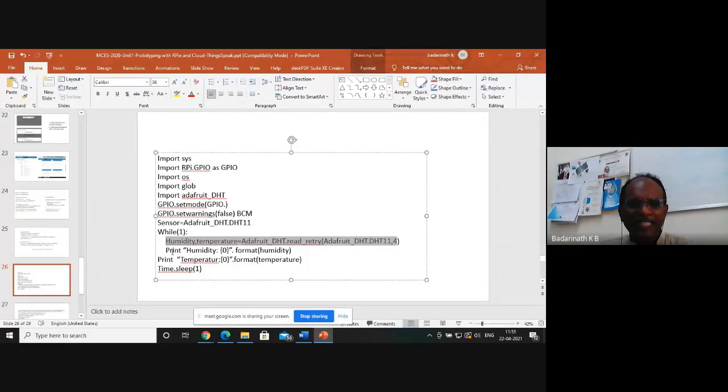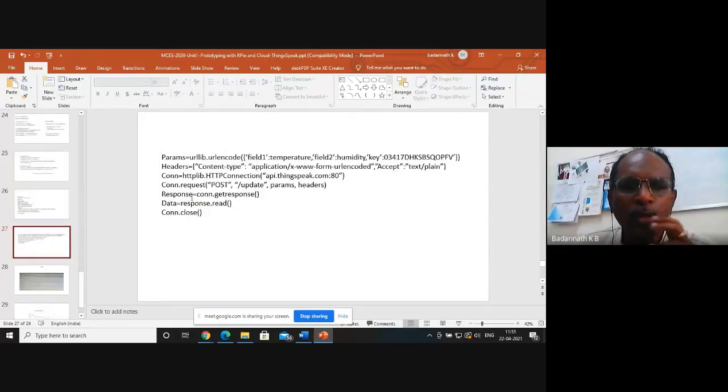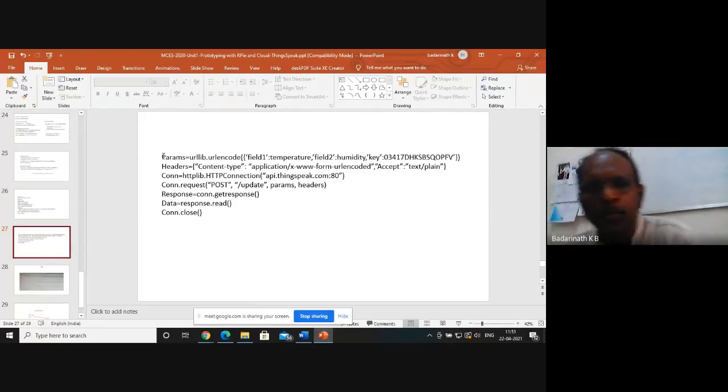Once you print it on the serial monitor of your Python terminal, see that the humidity and temperature match what is there in your surroundings. Once you print the humidity and the temperature on the screen, it's time for you to post this data to the ThingSpeak cloud. A few of the batch students have already done it. There are different ways to do it. One method of communication between your RPi and the ThingSpeak cloud is HTTP.